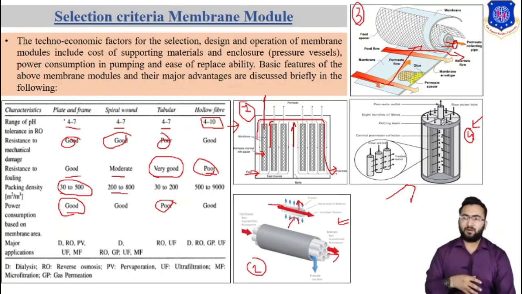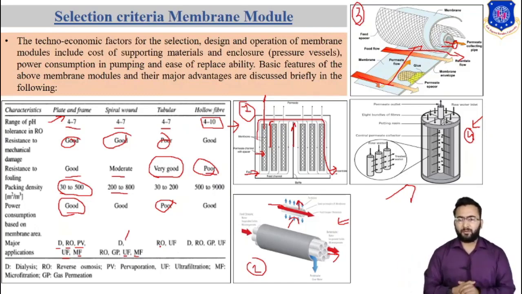Major application of plate and frame membrane module is in dialysis, reverse osmosis, pervaporation, ultrafiltration and microfiltration, whereas spiral wound membrane module is mostly used in dialysis, reverse osmosis, gas separation processes or gas purification, ultrafiltration and in microfiltration, wherein tubular module has a limited application in reverse osmosis and ultrafiltration.